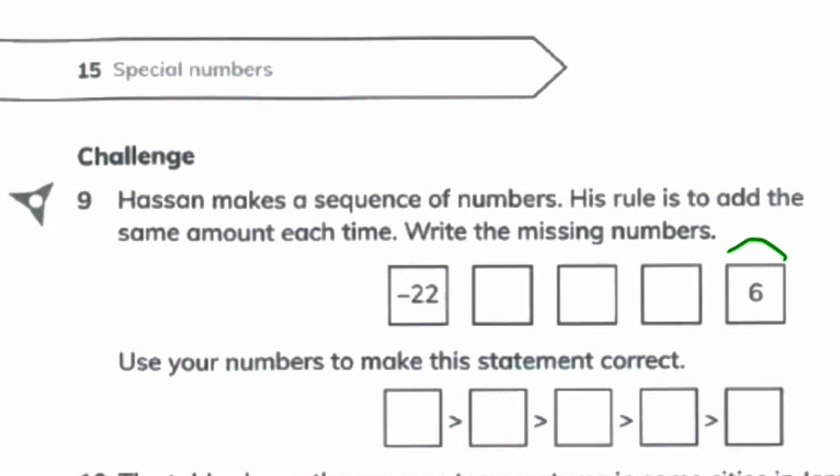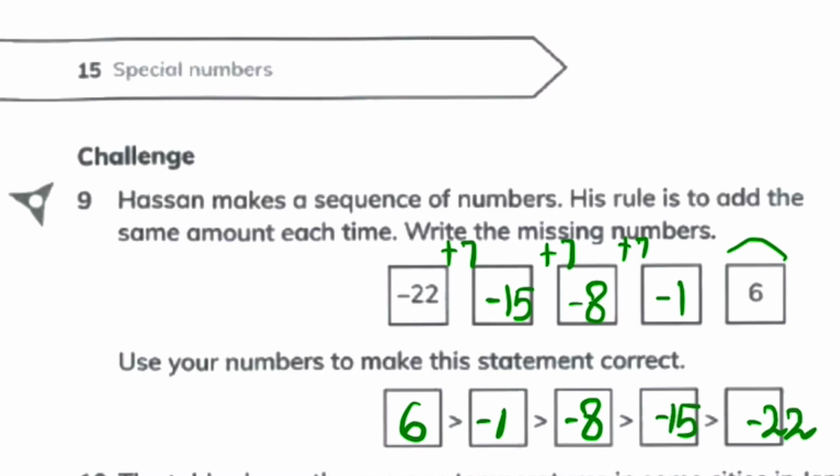For your convenience, you can also draw a number line and put the numbers on the number line as well. Just start adding 7 to each term and you will get all the numbers. In the second part, I just need to put these numbers in the boxes because I see the greater than sign, so I'll write my greatest number first and so on.